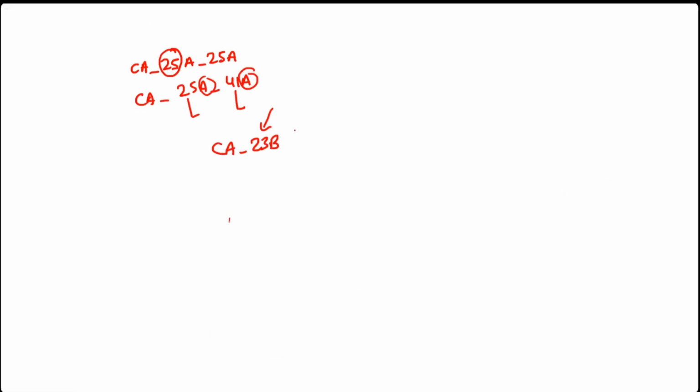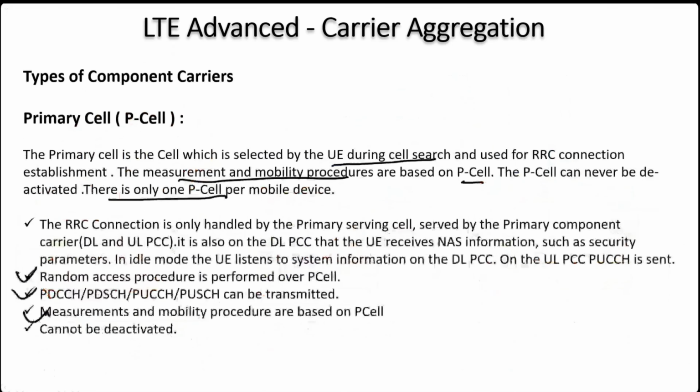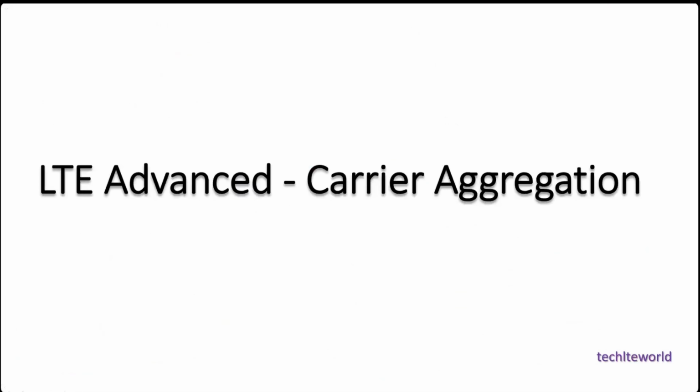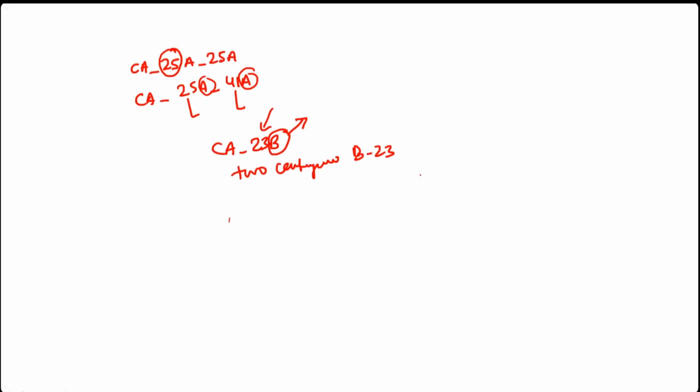This one is the contiguous band 23, 2CC. Two contiguous from band 23, and which can aggregate how much? 2CC, correct? So it can aggregate up to 100 RBs with the 2CC. Okay, two contiguous carriers. How are you going to read this?